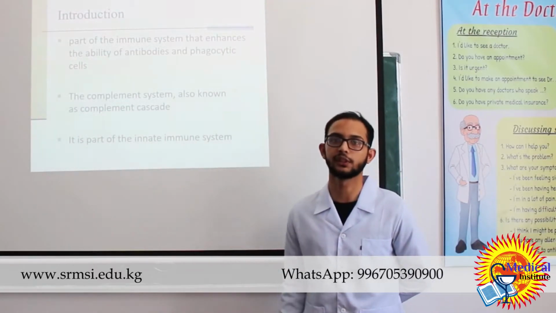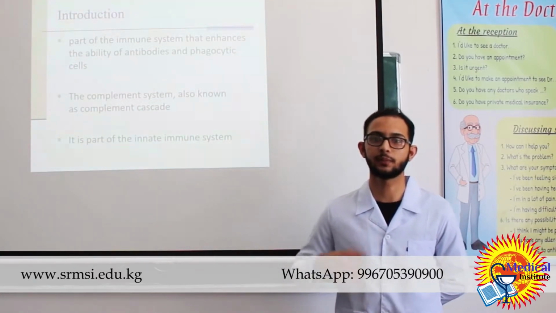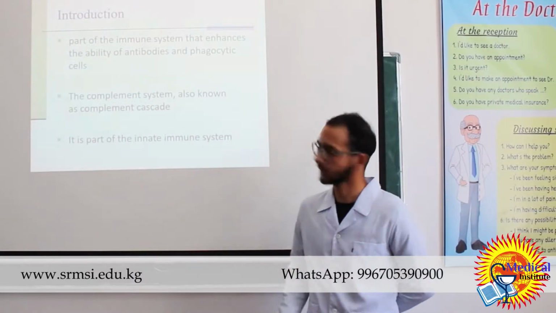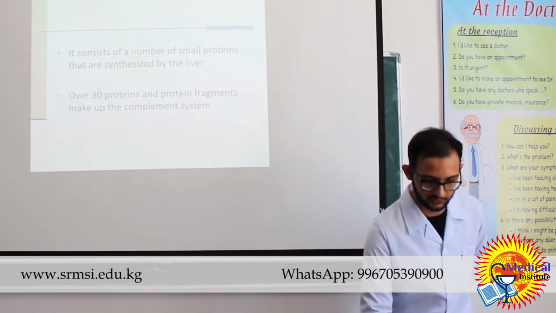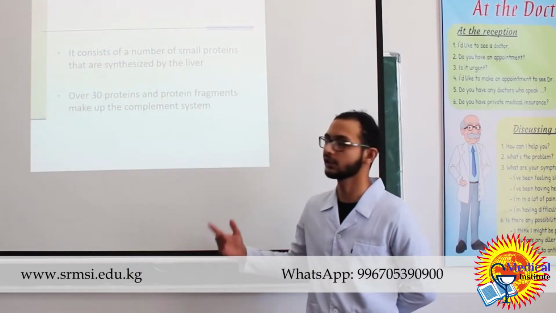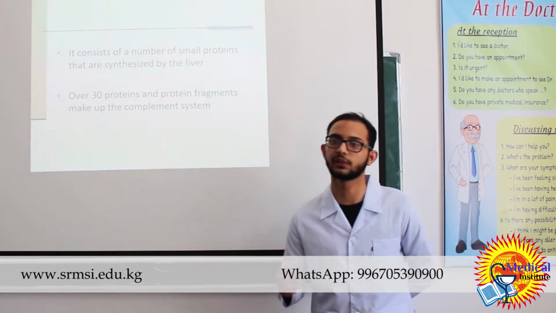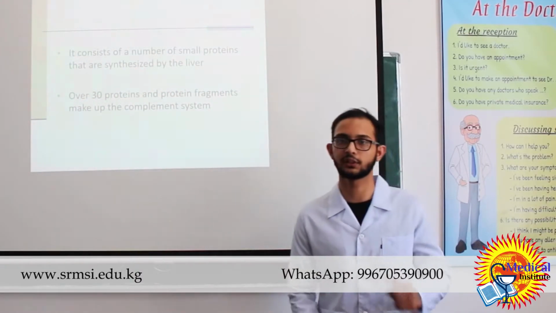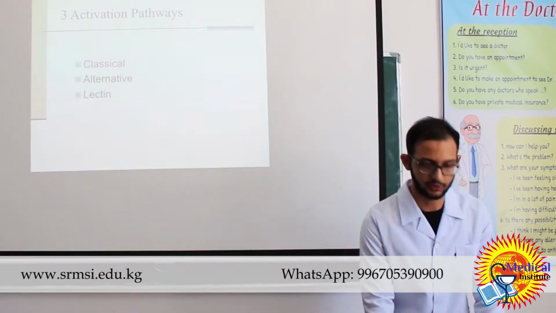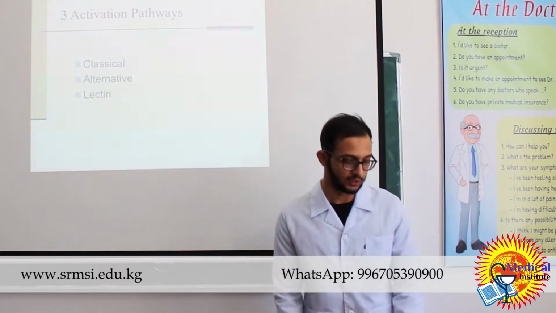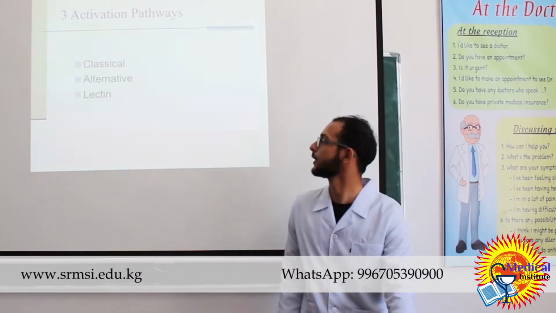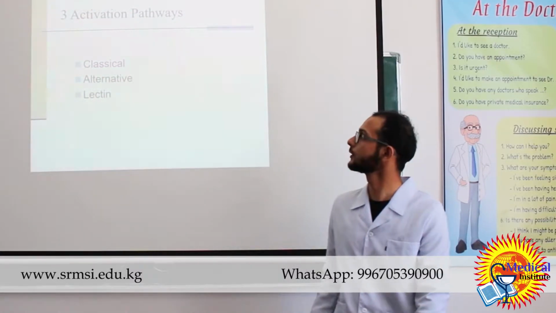It is a part of our innate immune system, so it remains the same in the living organism. It consists of many small proteins that are synthesized by the liver. There are 30 different proteins and protein fragments in the complement system. There are three different pathways: the classical pathway, the alternative pathway, and the lectin pathway. We are going to explain the classical pathway.